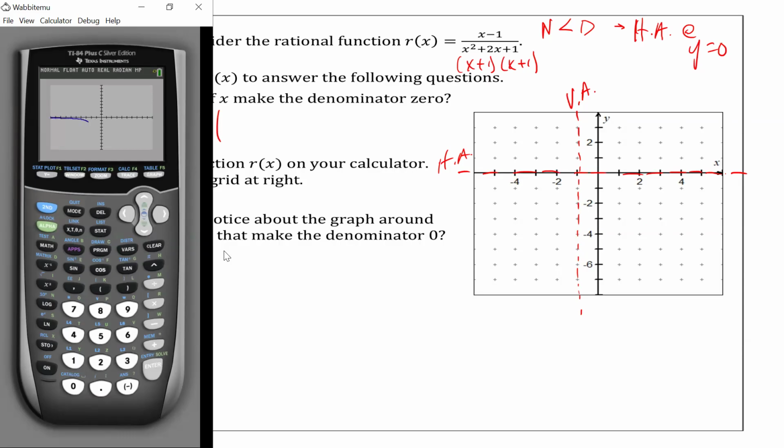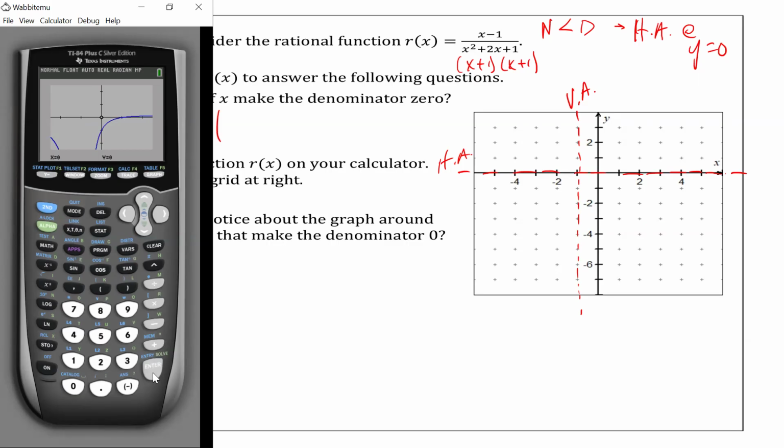And notice the left hand is doing what we thought it would be doing. But what do you notice about the right hand? She did a little something strange, right? We're gonna zoom in on her a little bit. Go to zoom. I zoomed in. Notice that she did what? She crossed the horizontal asymptote. OMG.